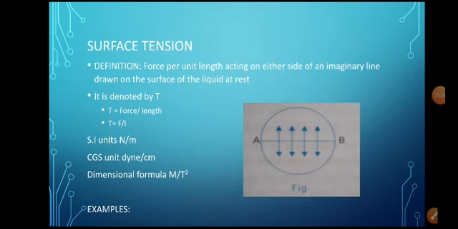some membrane type layer develops on the surface, and the inner molecules pull the upper molecules. Due to the downward pulling force of the molecules, the upper area of a liquid behaves like a stretched membrane. This property is called surface tension. The stretched membrane behavior of a liquid is called surface tension.